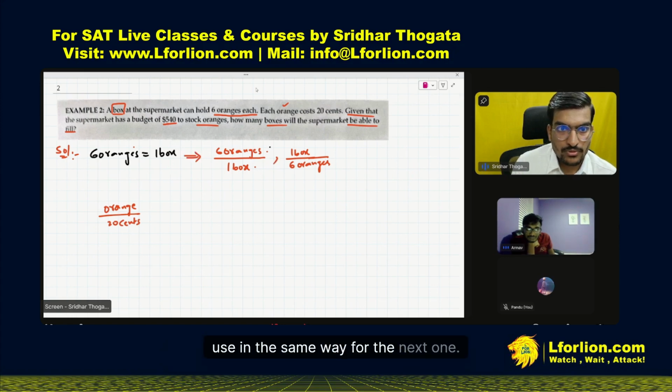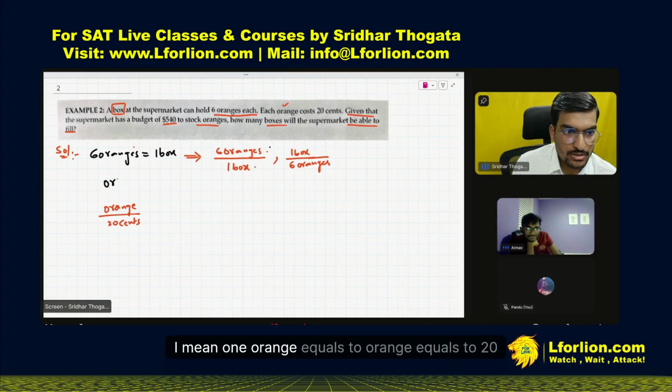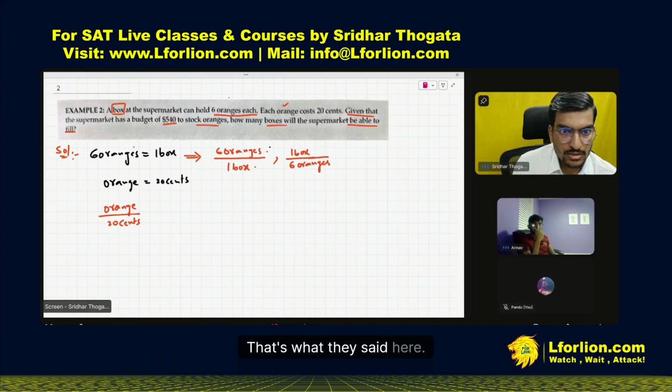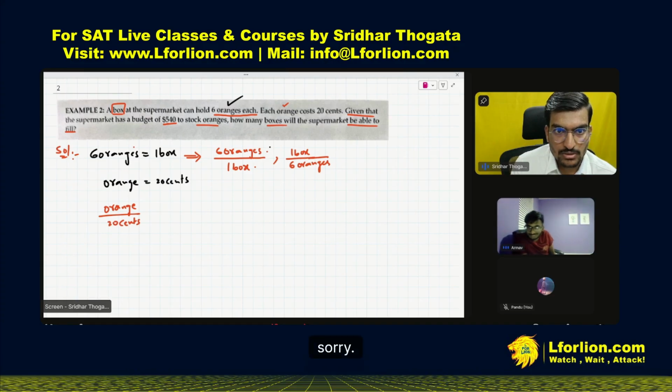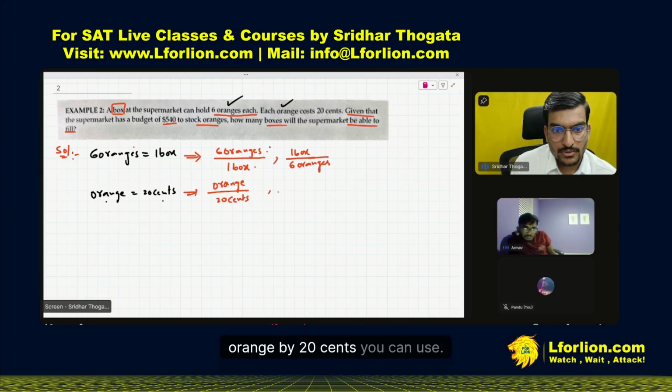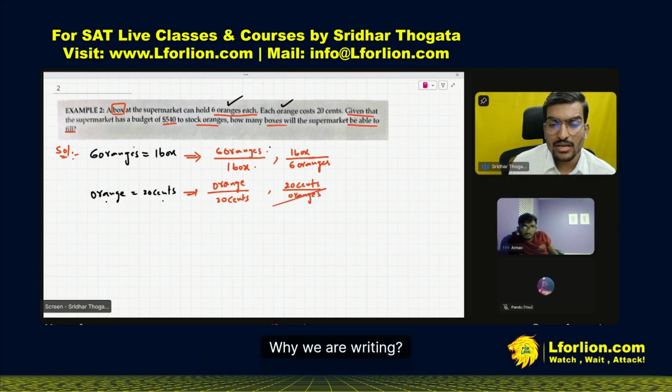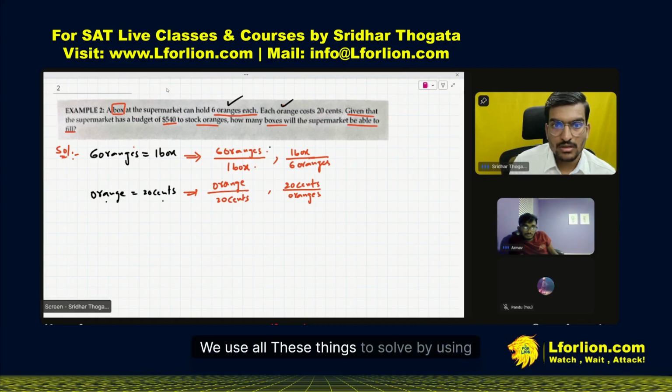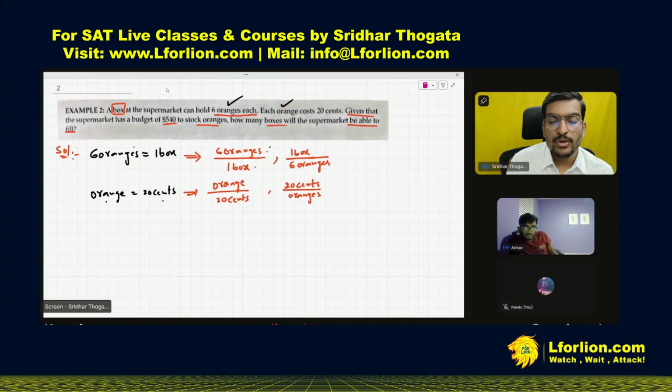In the same way for the next one, one orange equals 20 cents. That's what they said here: each orange costs 20 cents. So here you can use orange by 20 cents, or 20 cents per orange. Both are the same. Why are we writing this? If you cancel out this, you get 1. We use all these things to solve by using the conversion factor method.